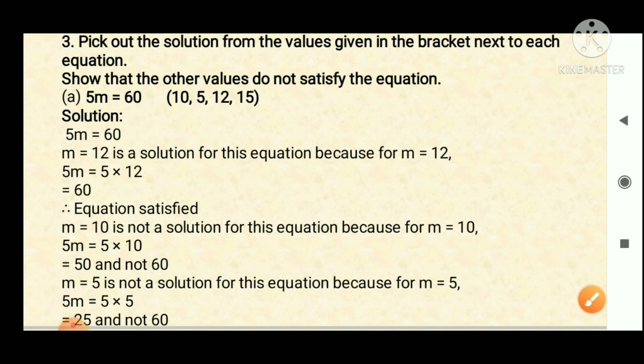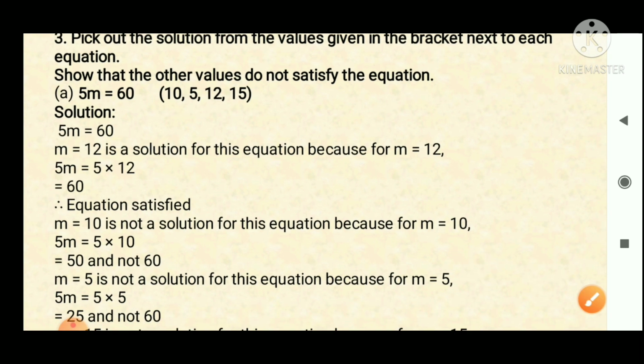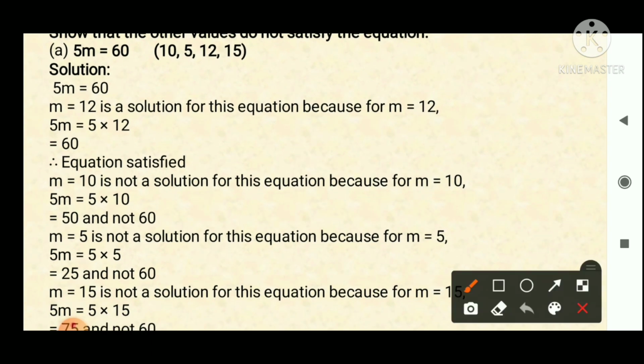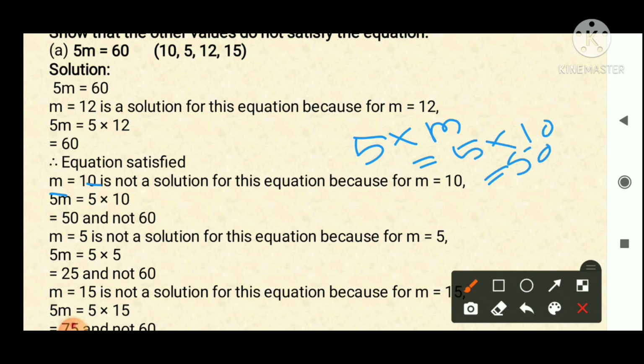Now we will check the values of variable 10, 5 and 15. So here if we take the value of m is equal to 10, then the left hand side of this equation is 5 multiplied by m, means 5 times 10 is 50. But here the right hand side of this equation is 60. So 50 is not equal to the right hand side, means here the equation is not satisfied. So m is equal to 10 is not a solution for this equation.